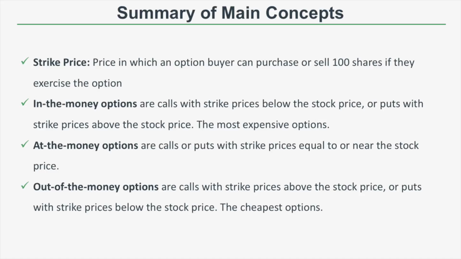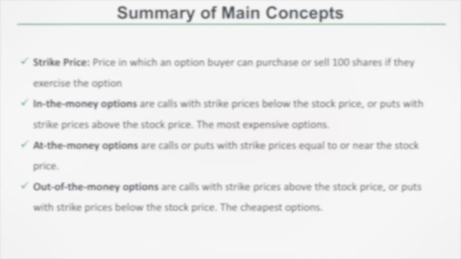So in the money options are calls with strike prices below the stock price or puts with strike prices above the stock price. And in both cases, in the money options are going to be the most expensive options. At the money options are calls or puts with strike prices equal to or near the stock price. Now out of the money options are calls with strike prices above the stock price or puts with strike prices below the stock price. And in both cases, out of the money options are going to be the cheapest options.